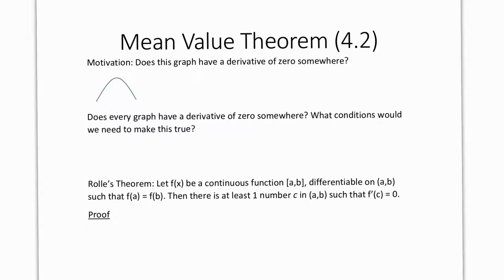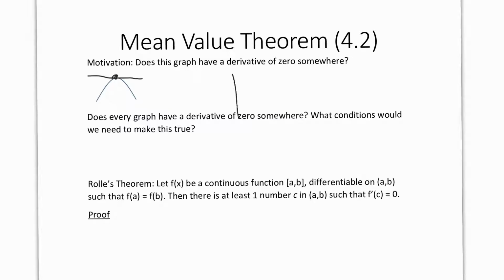earlier. Does this graph right here have a derivative of 0? Or in other words, does it have a horizontal tangent line? And if you look, I'd say right about there, it looks like we'd have ourselves a horizontal tangent line. Yeah, we have a derivative of 0 there. But does every graph have this happen? Does every graph have a derivative of 0 somewhere? And of course the answer would be no, right?